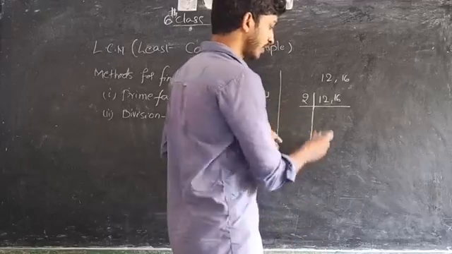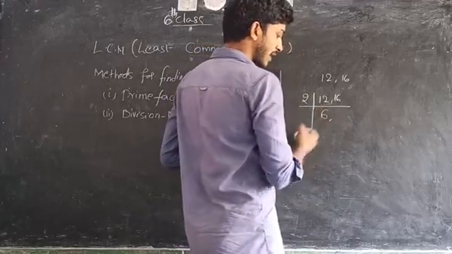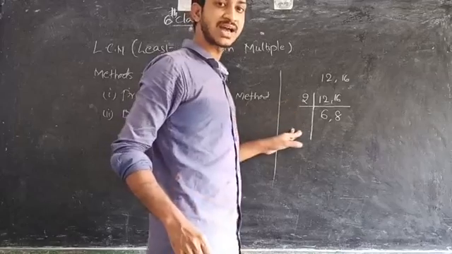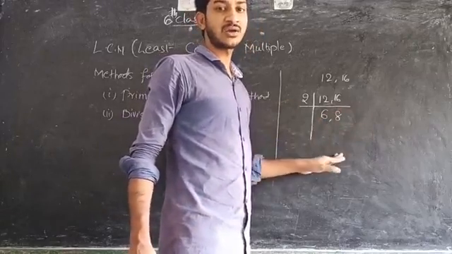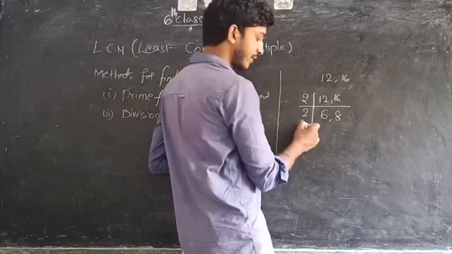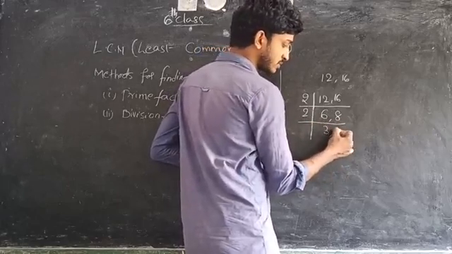See here, 2 in 12 is 6 times and 2 in 16 is 8 times. We have to do this process until the numbers have no common factors or no common divisor. Okay, I am taking 2 again. 2 in 6 is 3 times, and 2 in 8 is 4 times.